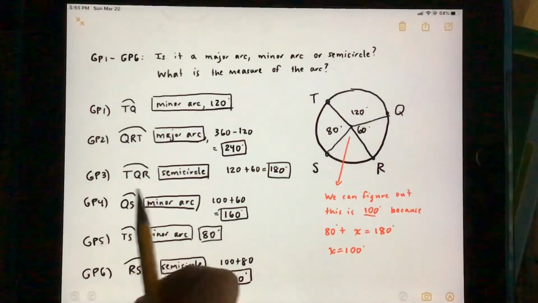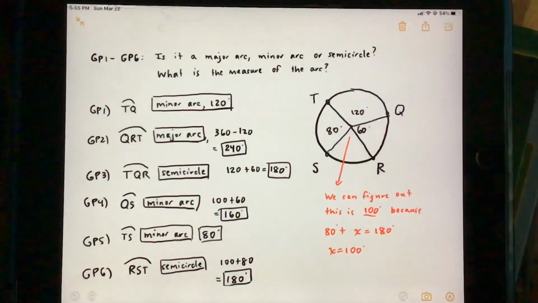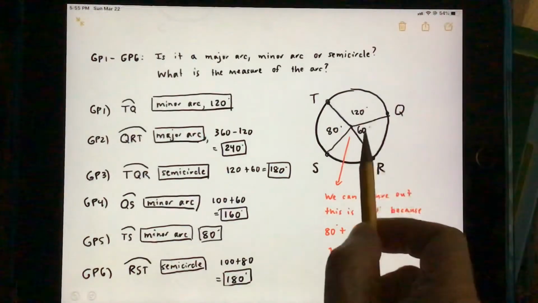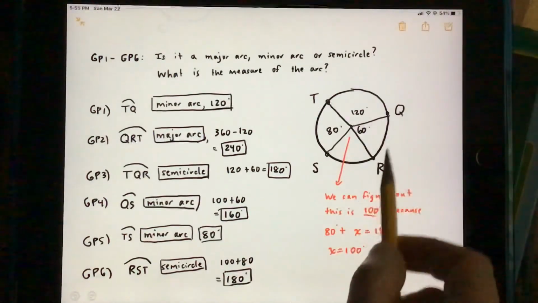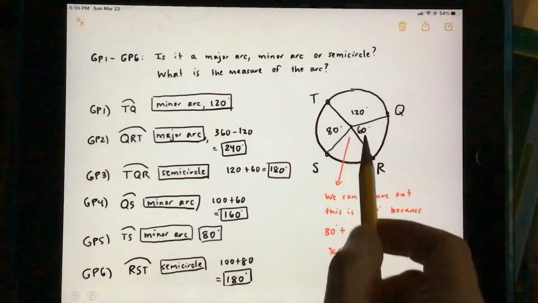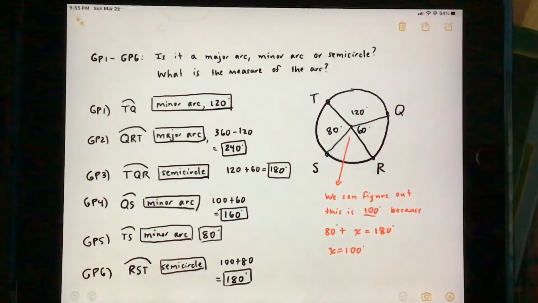Guided practice 3, TQR is a semicircle, and we know it's a half of a circle, a semicircle, because when we go from T through Q to R, we see that those angles together add to 180 degrees, and that's half of a circle. So notice that our semicircles are named in the same way that major arcs are named with three letters.